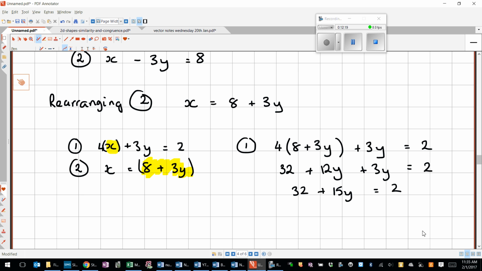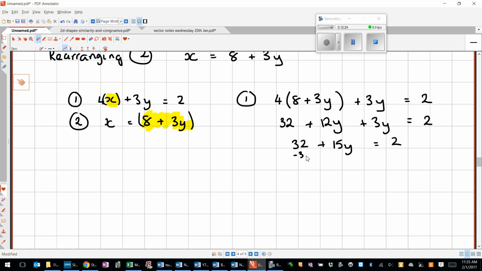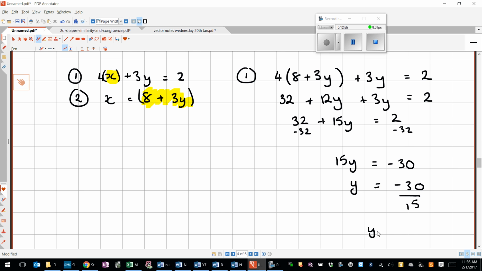And then you subtract 32. Good. Minus 32 gives me 15y equals, careful, 2 subtract 32, negative 30. Yeah. So y equals negative 30 divided by 15, which leaves us with y equals negative 2.